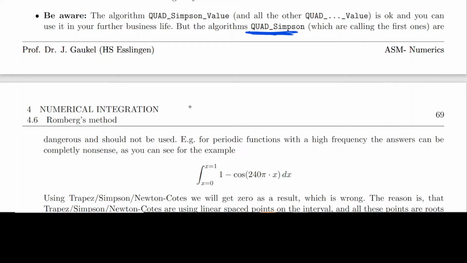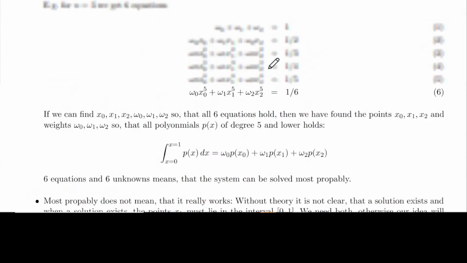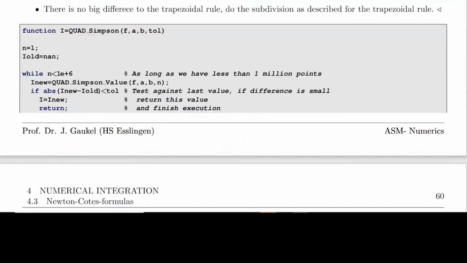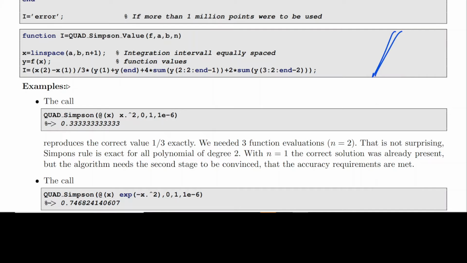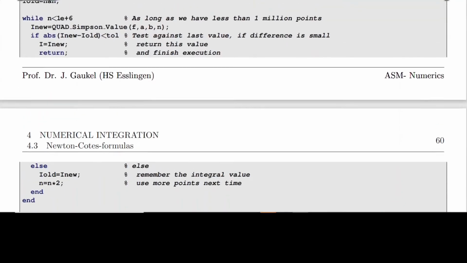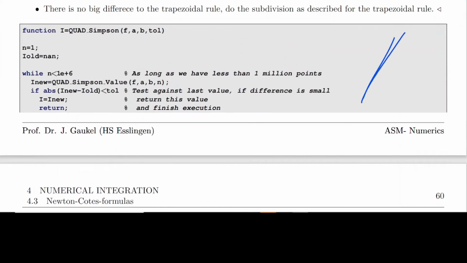We don't have a problem with Quad-Simpson value. This is brilliant, this is perfect, but Quad-Simpson is a problem. I want to show you the code again. This is the Quad-Simpson value code, and this is perfect. So you can use that code. But you should not use this function.